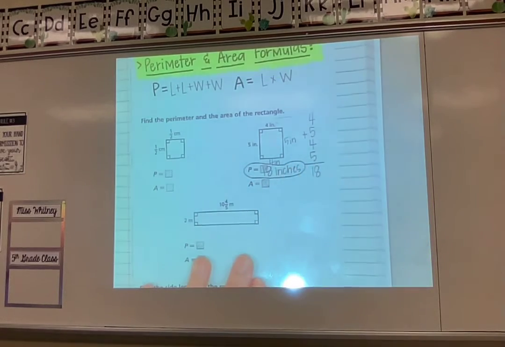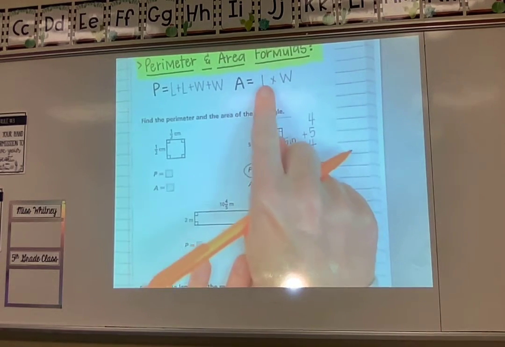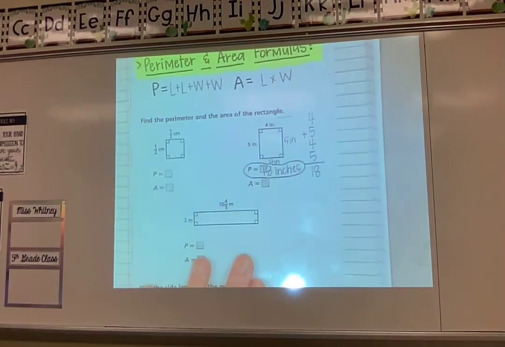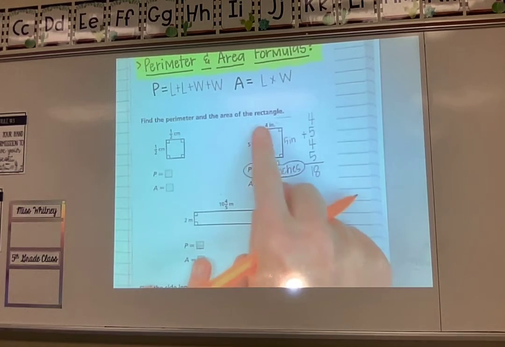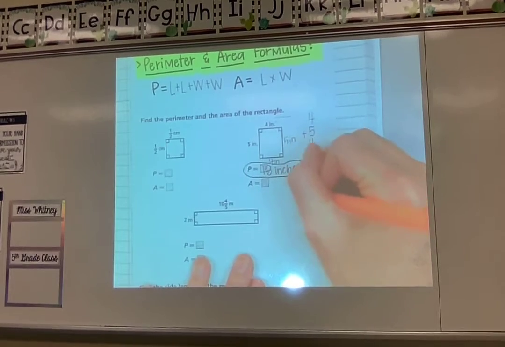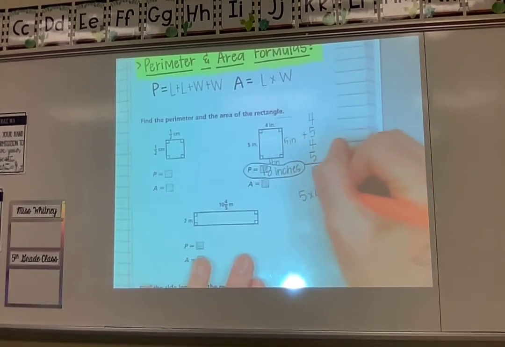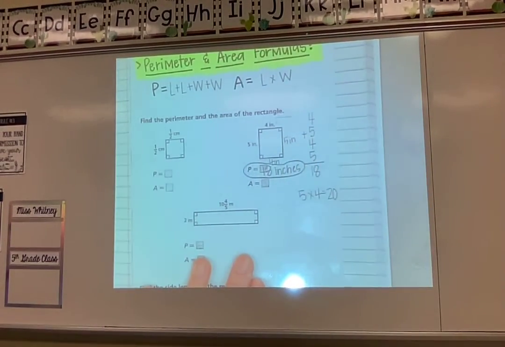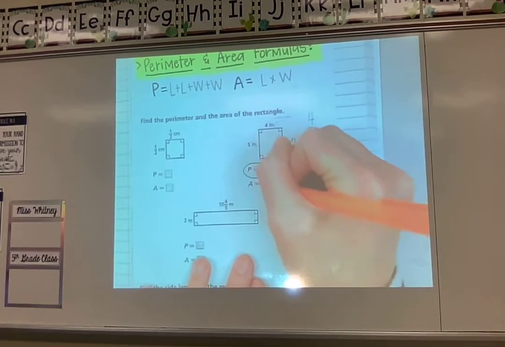After I'm done finding perimeter, it's going to ask me to also find the area for this rectangle. So remember, I can remind myself area equals length times width. So I'm going to take 5 times 4 because this rectangle is 5 tall and 4 wide. So this would be the length, this would be the width. 5 times 4 is 20. So the area of this rectangle is 20.